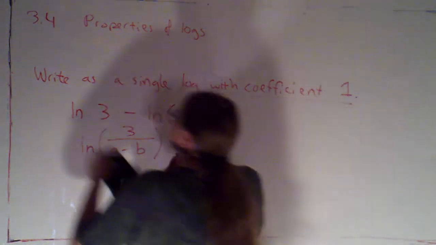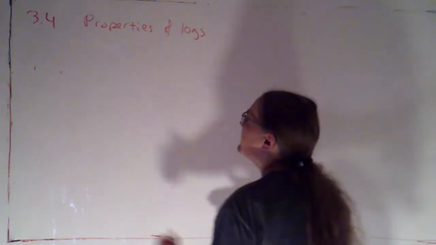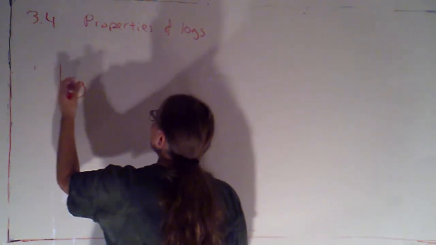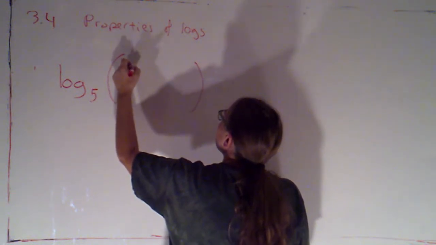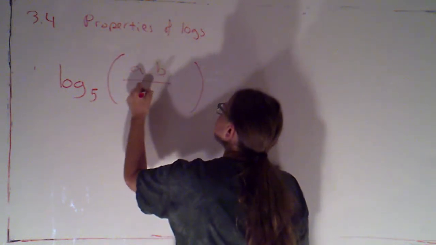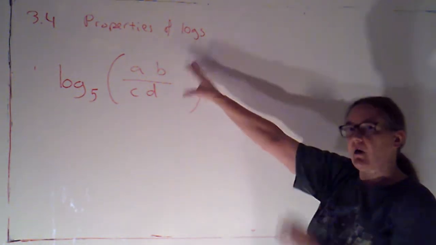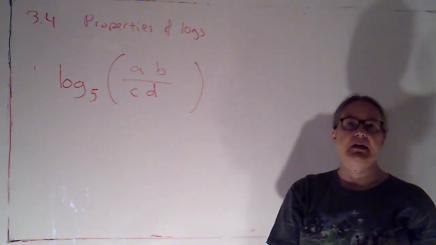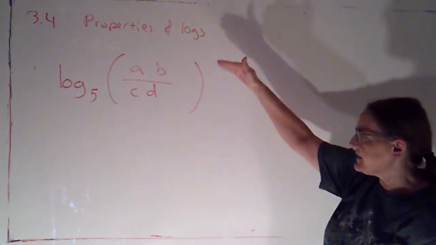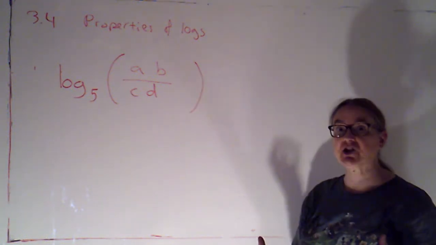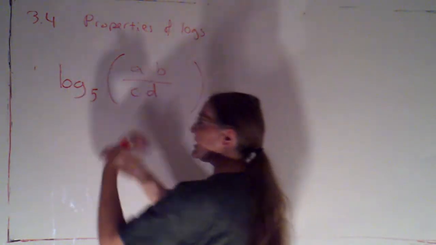Okay, let's try another one where we're going to write in expanded form. Let's say I had the log base 5 of AB over CD. Now, there is a nice shortcut when I've got that many pieces in my argument, but let's just work through that systematically. I would first of all say, hey, that's the log of a fraction, and a fraction is just a division problem. So I know when I'm dividing, I subtract exponents.